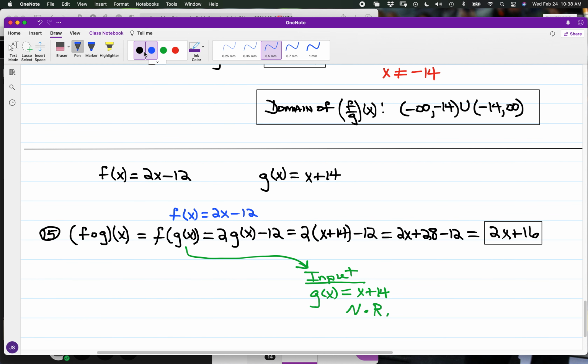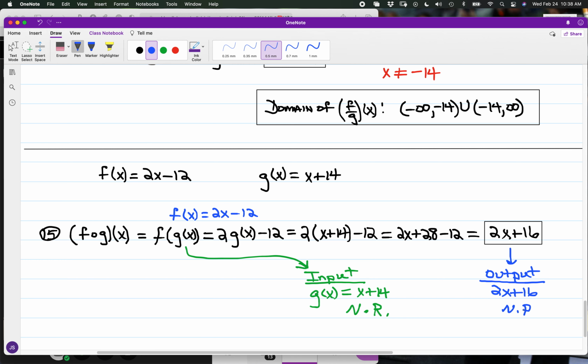And as for the output, which is that composition itself, again we have 2x plus 16, so we have direct terms, no fraction, no even root radical. This also has no restriction.